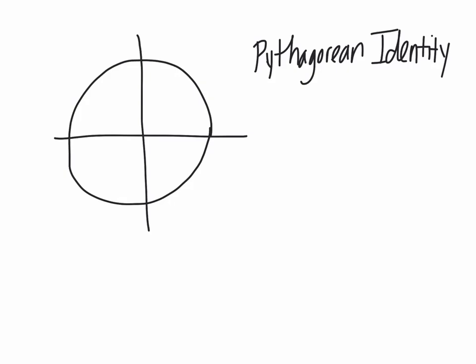Hey everybody, today we're going to talk about the Pythagorean identity, where it comes from and how you can use it, just in the basic sense so far. So we talked some about radians in the unit circle already. You guys learned that the unit circle was a circle with a radius of 1.